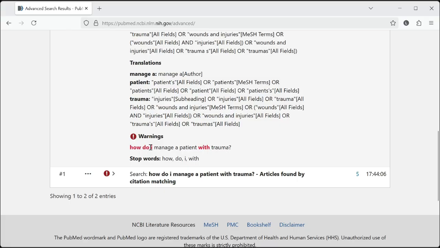How, do, I, and with are all warnings. They're all identified as stop words. Stop words are words that the database either has another meaning for, like they could be produced as commands, so things like and, or, not are actually commands within a database, or they're things that are going to be ignored, or things that are going to be misinterpreted.